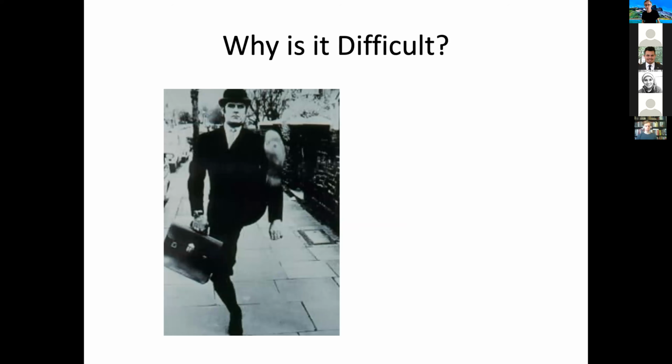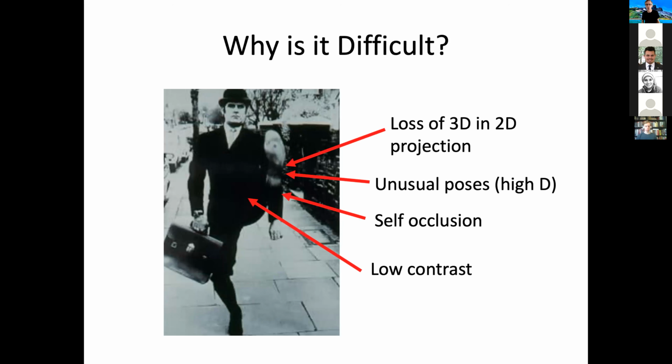But why is it difficult? It's difficult for lots of reasons that you probably know. We're often given 2D images, so we lose the sense of 3D, so we need priors or something to help us deal with that. The human body is highly articulated, it's high dimensional. There's a lot of self-occlusion.